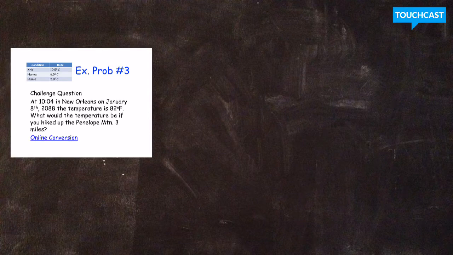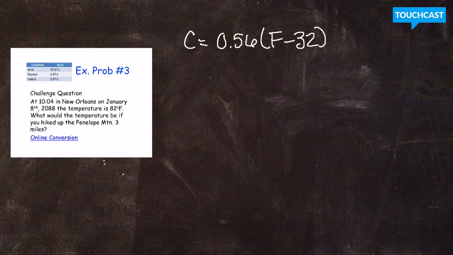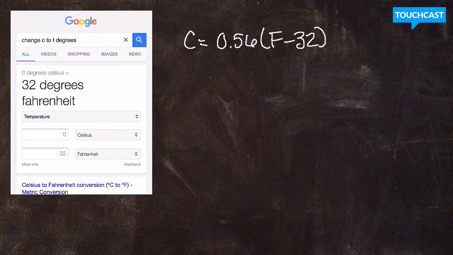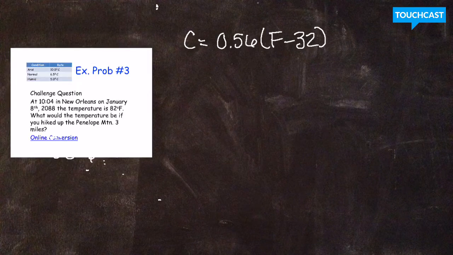So let's start with temperature. We could use the handy dandy formula C equals 0.56 times Fahrenheit minus 32. Or we could go online and punch in... It won't let me, so I don't know what I'm supposed to do here. Okay, so I'll close that. Guess we won't use that. But you could go and do an online conversion. So let's do it the old-fashioned way.